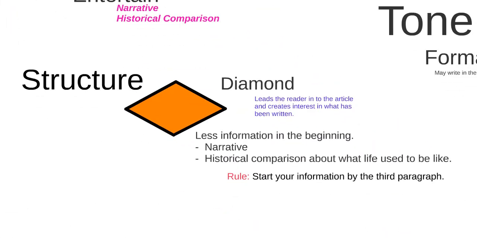In order to achieve these outcomes, feature articles use a diamond structure. Diamond structures mean that at the beginning of the article, very little hard fact is provided. Something very interesting is used instead. So this could be a narrative, or this could be an historical comparison of what life used to be like, or a long quote. As we move through the article, the author begins to include more and more factual information until we get to the middle of the article, at which point most of the fact is being provided. Then from that point on, you begin to taper off and return to more entertaining forms of writing.